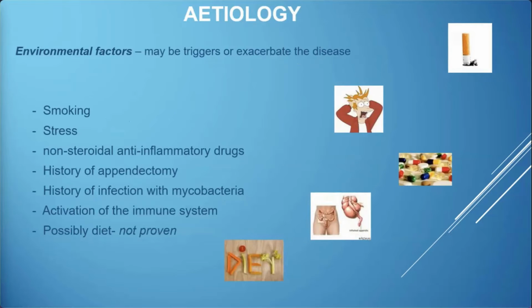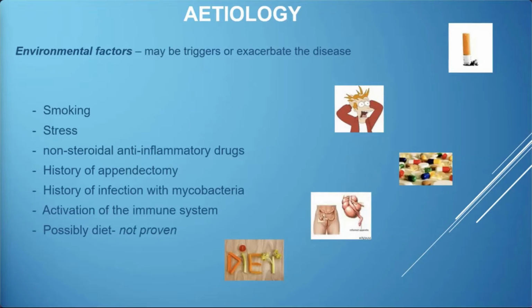Other factors to consider are environmental factors. These may be triggers or exacerbate the disease. Smoking, for instance. Incidence of Crohn's disease in smokers is much higher than in ulcerative colitis. We often see patients presenting with ulcerative colitis after giving up smoking over the previous number of months. So I suppose the question is, is smoking a protective factor in ulcerative colitis? Periods of stress in life, I suppose, leaving cert, death, any of those show an exacerbation of disease. Non-steroidal anti-inflammatory drugs, history of appendectomy, history of infection with mycobacteria, activation of the immune system, and possibly diet. So certain foods may exacerbate a flare, but diet has not been proven to be a causal effect.